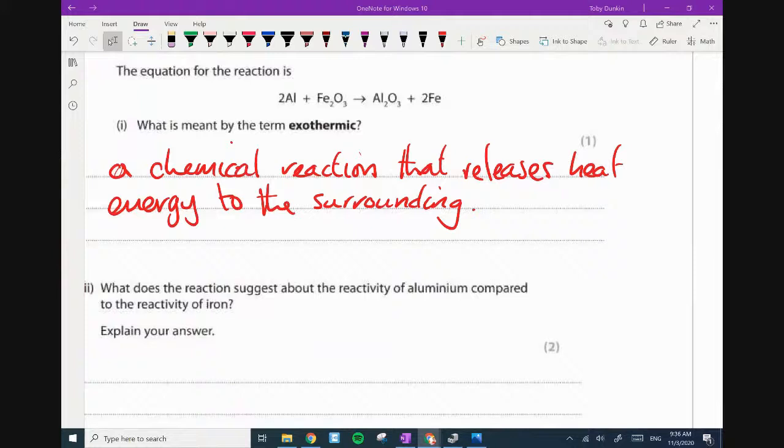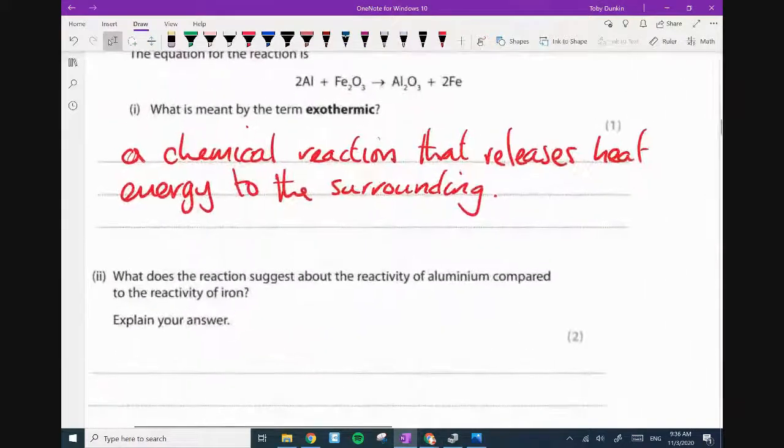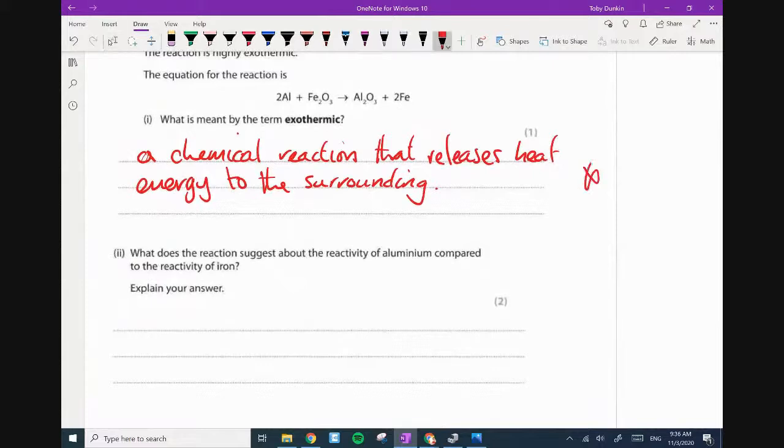Do we lose a mark if we do not mention to the surroundings? I'm going to say not today, Zina, but as I said, I need you guys to learn that definition for your GCSE. It comes up a lot in multiple topics as well, so it's worthwhile adding it.